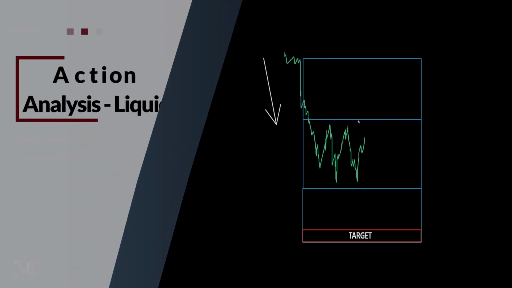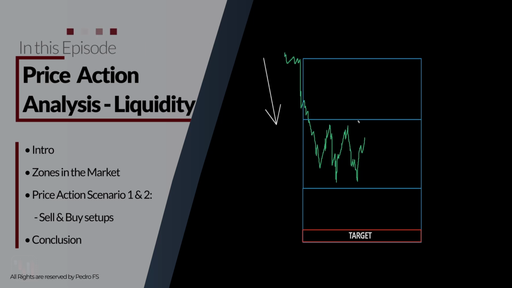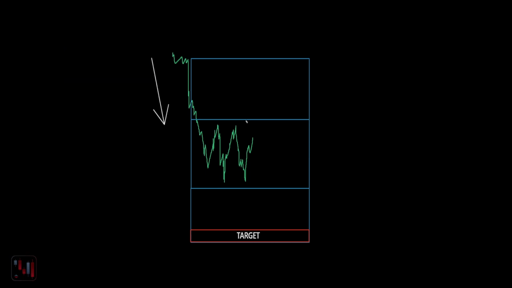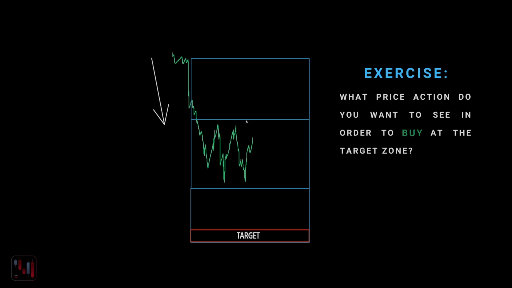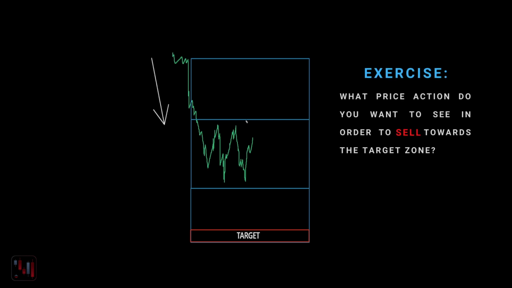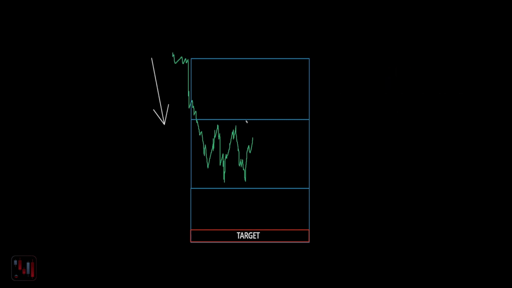This is going to be a short video where I'm going to answer this challenge that I created a couple of months ago on Twitter. The exercise was the following. By looking at this image, what price action do you want to see in order to buy at the target zone? Additional to that, I'm going to add a second question. What price action do you want to see in order to sell towards the target zone? I'll challenge you to pause the video now and do the exercise before watching the rest of the video.